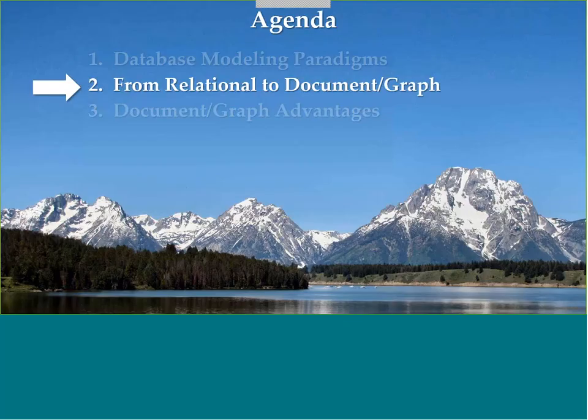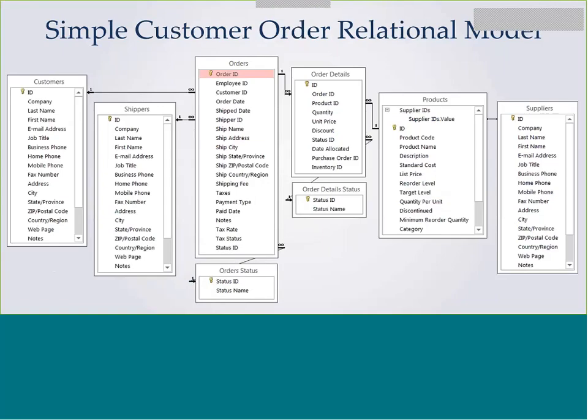So here's how you get from relational to document and graph. You take a relational model like this Northwind model. This is a very dumbed down sample database. It's actually the Northwind database. And you have customers, shippers, orders, order details, products, and suppliers. That's not very real world, but you can see it is kind of broken up. Orders is two tables. You have some status and order detail status. So you've got four tables to represent a single order transaction.